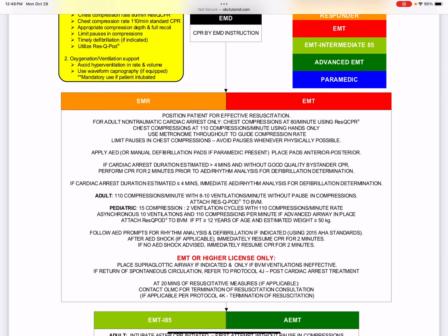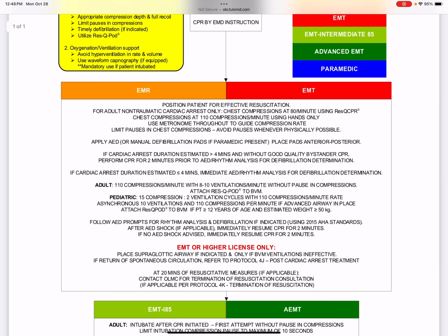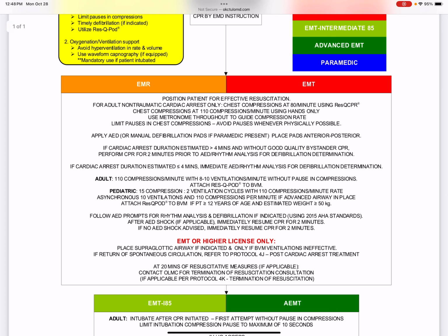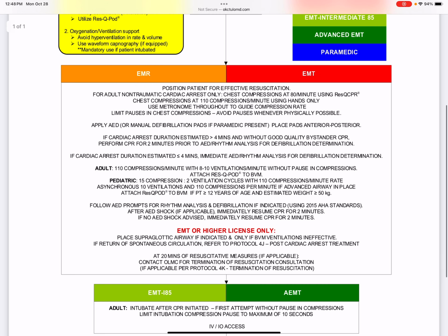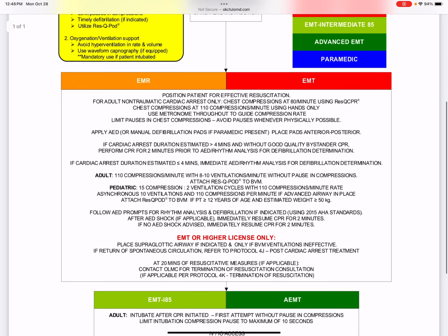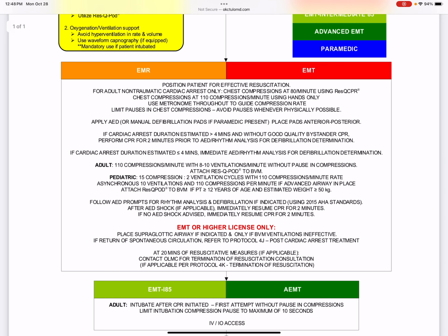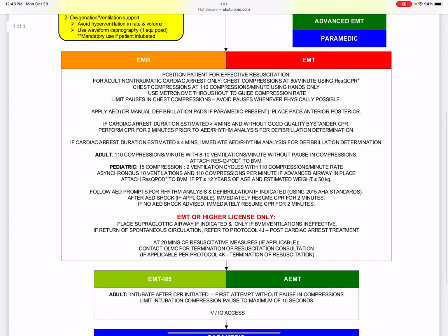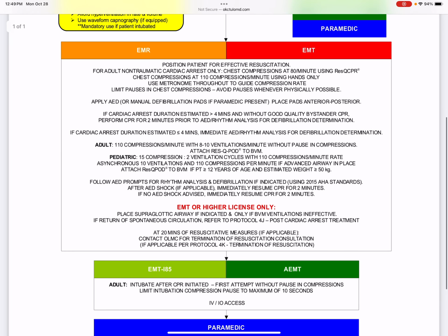Number 2, oxygenation and ventilation support. Avoid hyperventilation in rate and volume. The BVMs, as Jake had mentioned earlier in the previous videos, have way more air in them than what we are supposed to be giving to the patient. So you're not going to push on that bag like crazy. Make sure you're giving the right rate and volume. And then use waveform capnography if equipped. We've mentioned this a couple times, and we're going to continue to mention this just to make sure you guys know so you don't get in trouble. Anytime you intubate a patient, you have to use capnography. So if you intubate a patient, you have to have capnography on that patient.